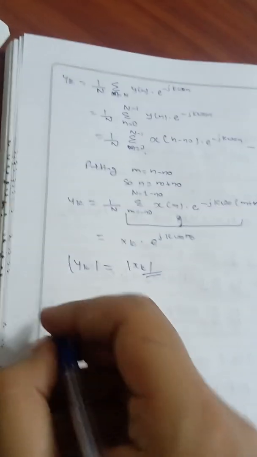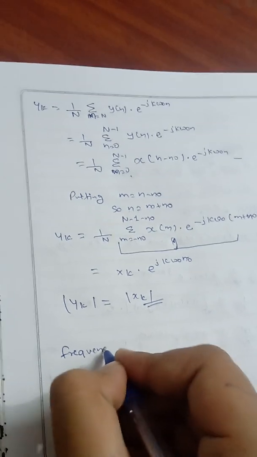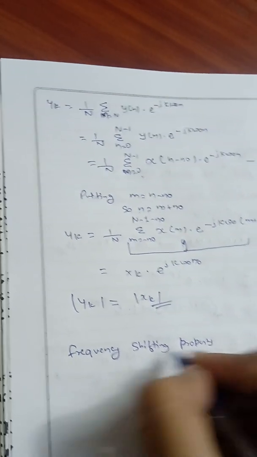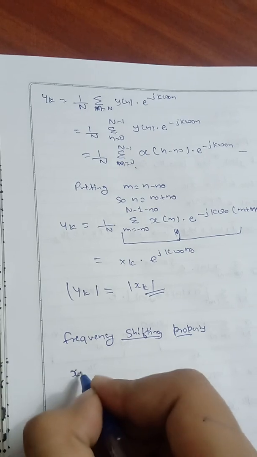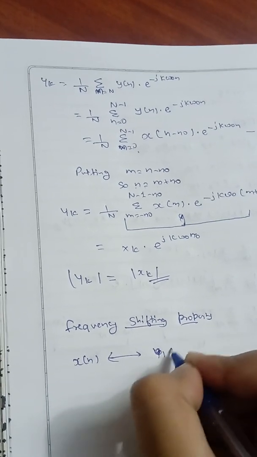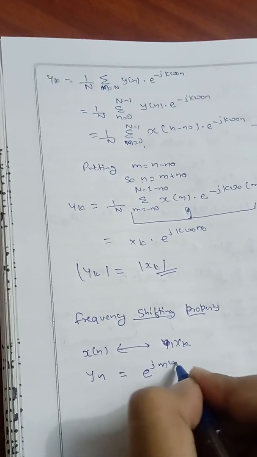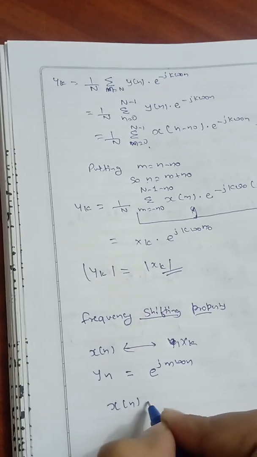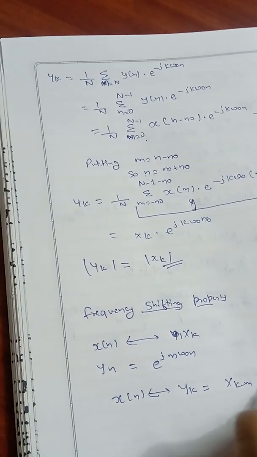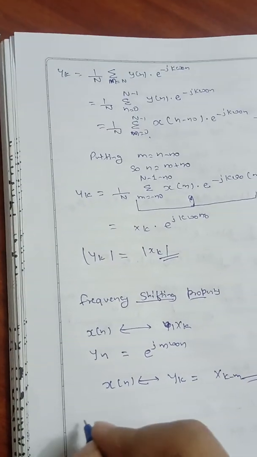Now the third property of discrete time Fourier series is the frequency shifting property. So in the frequency shifting property, similarly, if x of n has a Fourier transform x of k and y of n is e raised to the power j m omega naught n times x of n, then y of k is x of k minus m. So this is the frequency shifting property of discrete time Fourier series. Now I am going to prove it.